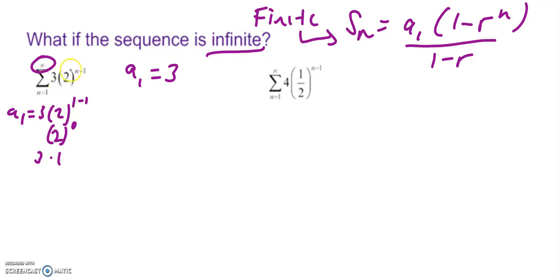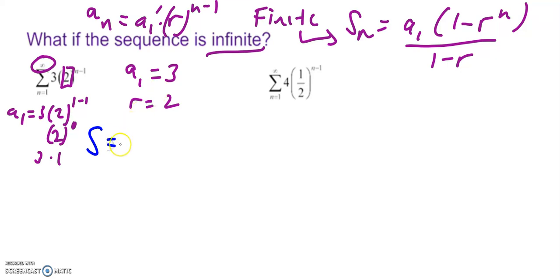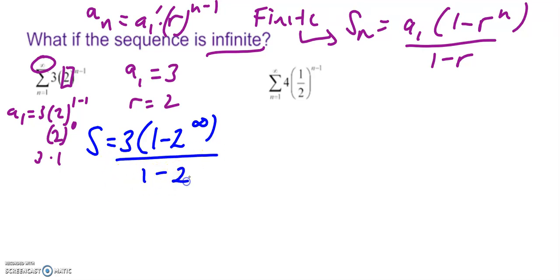My common ratio, if you remember the formula from finding any geometric sum, looks like a sub 1 times r to the n minus 1. So any number that's being raised to the power is your common ratio. So our common ratio in this case is 2. And the number of terms we're talking about is infinite. So if we use this idea and plug into this formula, we'd have that our sum is the first term of 3 times 1 minus 2 to the infinity over 1 minus 2.